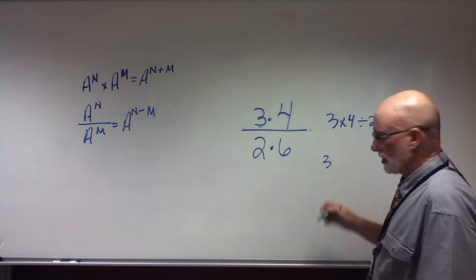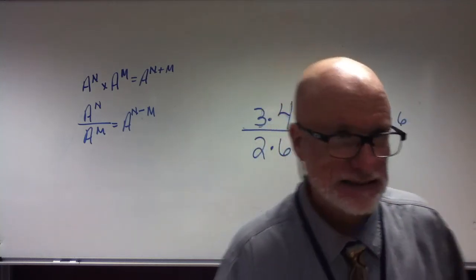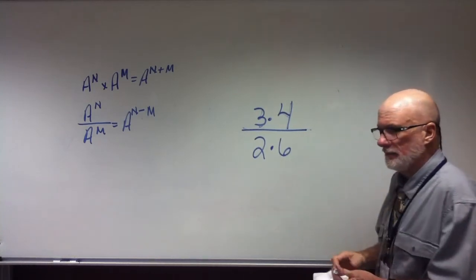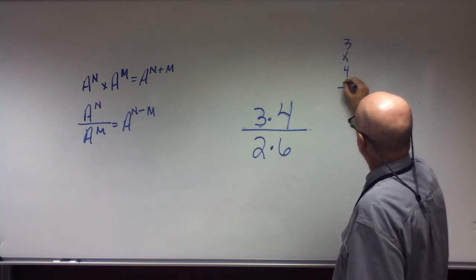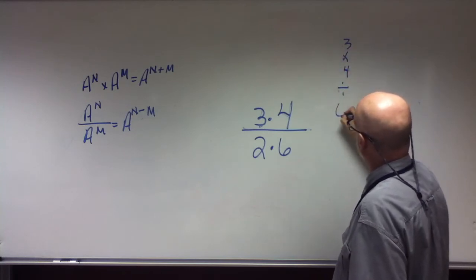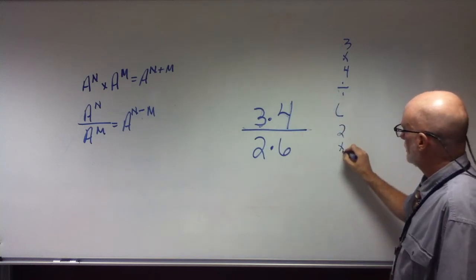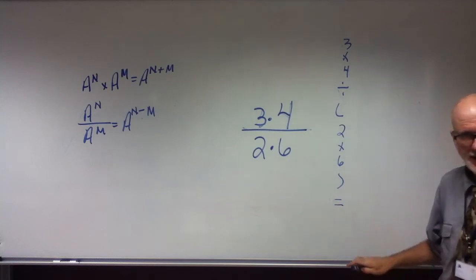what you do is when you press this on your calculator, you go like this. You say 3 times 4 divided by parentheses, open, 2 times 6, parentheses, equals. You get that? Now try it.